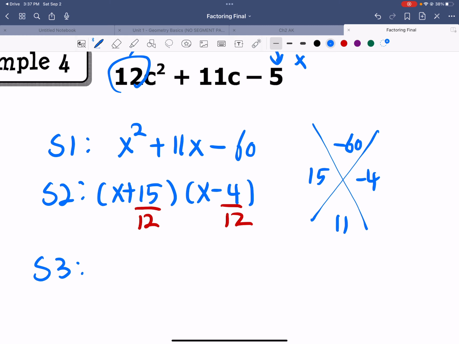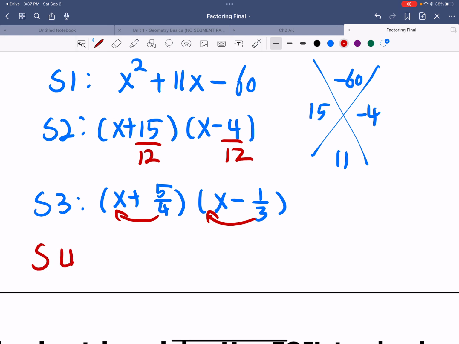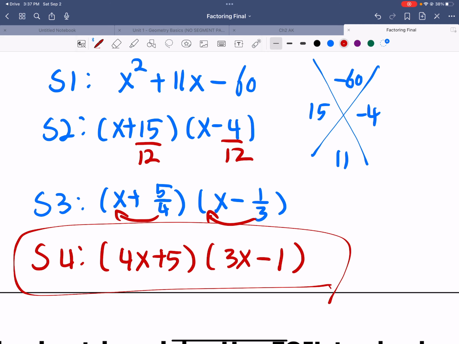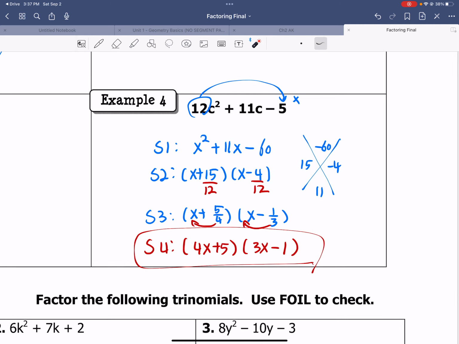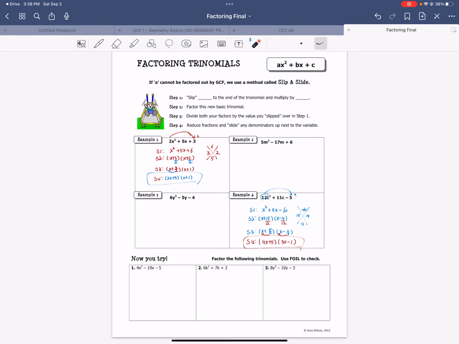So step 3, let's simplify. 15 over 12 is going to be 5 over 4. And 4 over 12 is going to be 1 over 3. And we have a denominator for both of them, so it's going to be 4x plus 5, 3x minus 1. Don't forget about this part, okay? So that's about it. That's how you factor it. And I believe you guys can finish the rest of the questions.